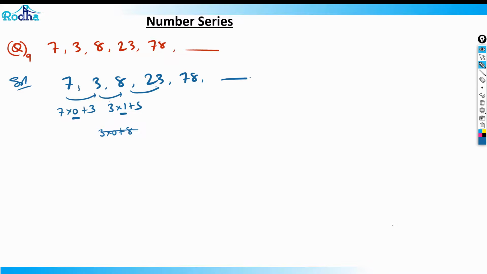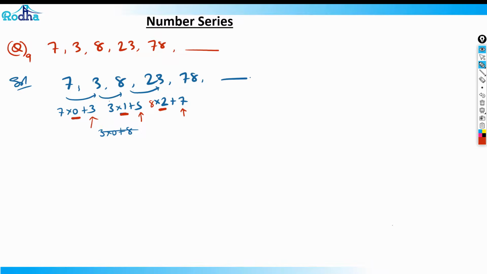Let's try to put some into 2 here. 8 into 2 plus 7. We got the pattern, right? It is into 0, it is into 1, it is into 2, it is plus 7. So plus 3, plus 5 and plus 7 here. So 3 into 1 plus 5, 7 into 0 plus 3, and this is again 8 into 2 plus 7.